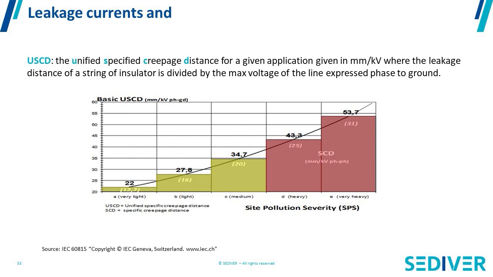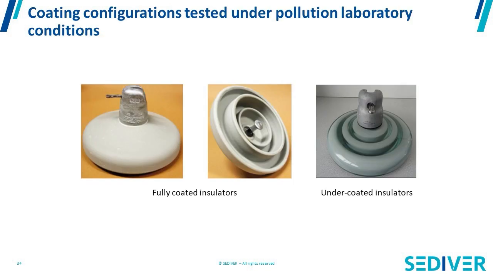So that's a recommendation in order to accommodate the leakage current in such a way that it does not become critical. If you have less pollution, you will need less USCD. For example, if you are in light pollution, you're going to need 27.8 millimeter per kV. So depending how long your string of insulators is going to be, you're going to use one or the other shape of insulator with a certain number of insulators in order to match this requirement for the leakage distance. This is how we design insulator strings for polluted conditions.